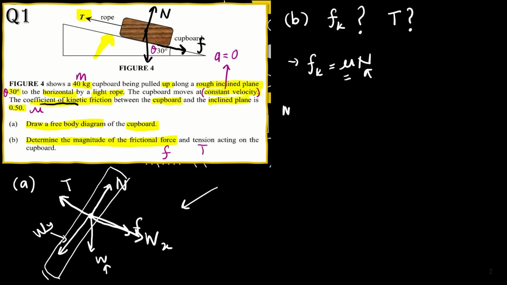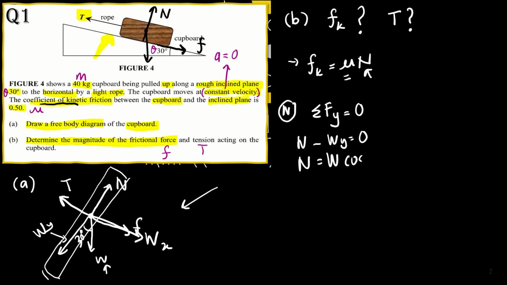So to find normal, we are using the information for the y-axis. So summation of Fy is equal to 0. So we have normal minus Wy is equal to 0. And normal is equal to Wy. Our angle here is 30 degrees, which means that Wy is W cos theta. So we substitute the values. So it's equal to mg cos theta. Okay, so our frictional force is equal to mu N, and N is equal to mg cos theta.